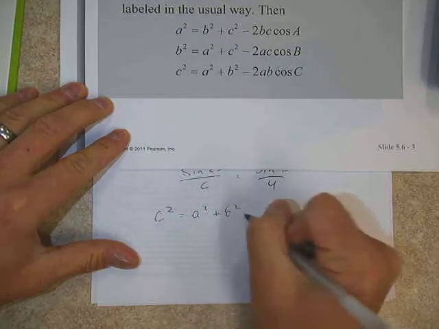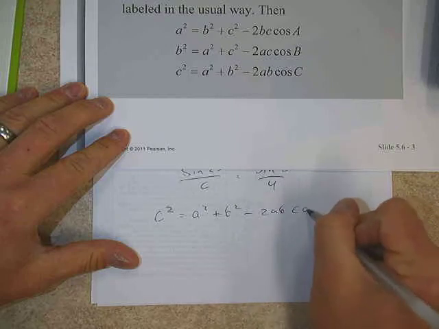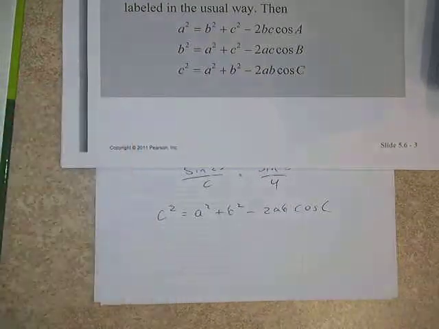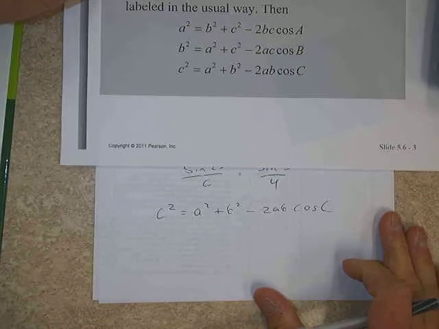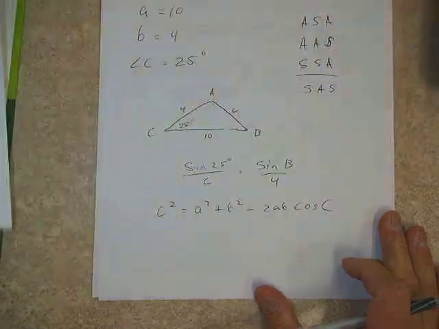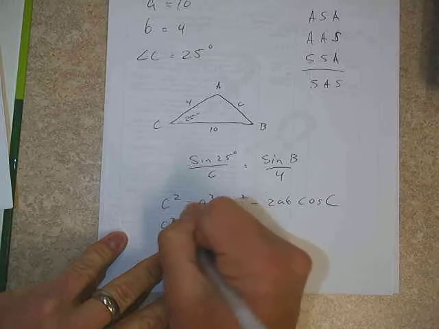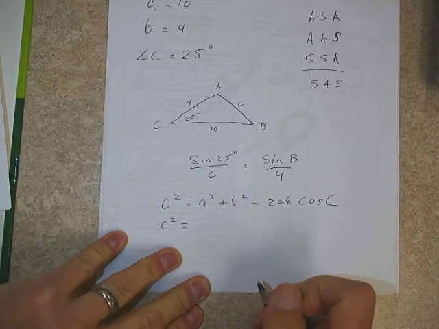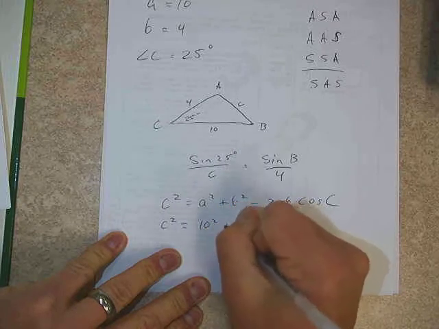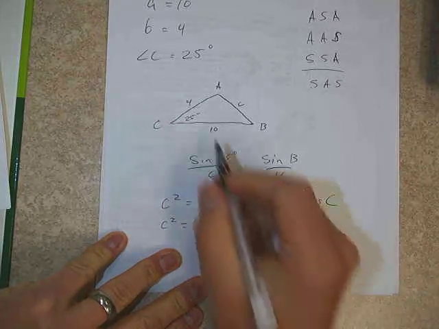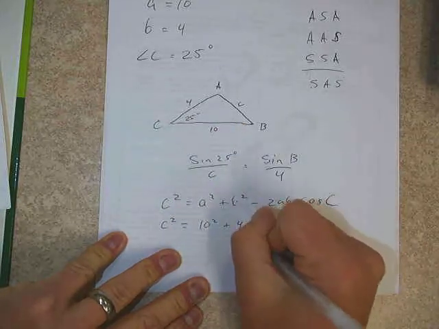Okay, with that, I'm going to go ahead and write down C squared equals A squared plus B squared minus 2AB times the cosine of C. At this point, we can go ahead and start filling in the blanks because we know all the information besides C squared. So A squared is the side across from A, of course, which is 10.